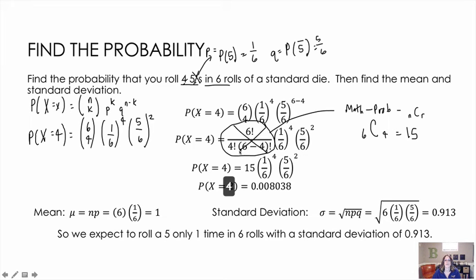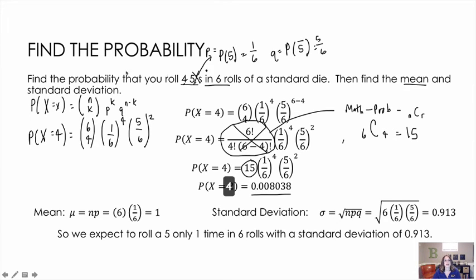So this part, not important to me. It's important that you understand where it came from. But essentially, that's telling me there's 15 different combinations of me being able to get 4 5s in 6 rolls. Then I'm just multiplying it out, and then this is my probability.